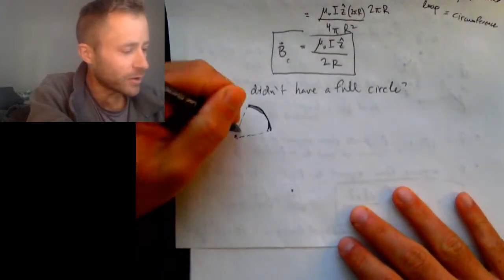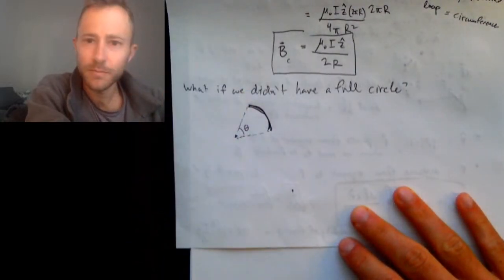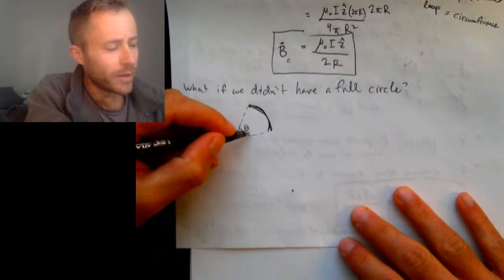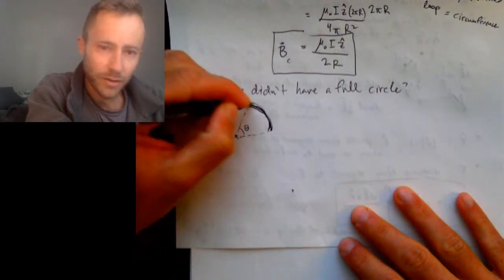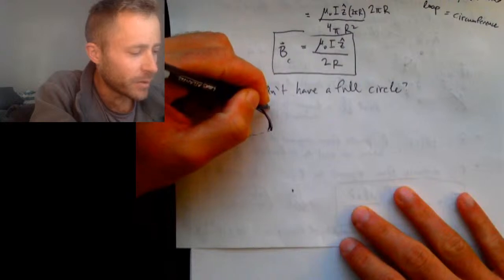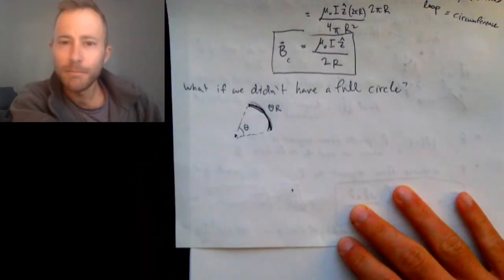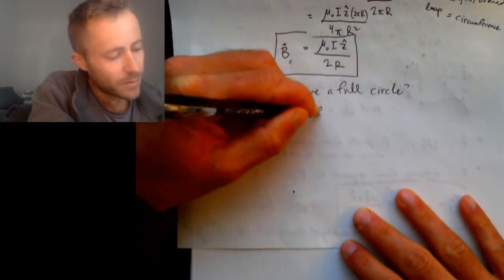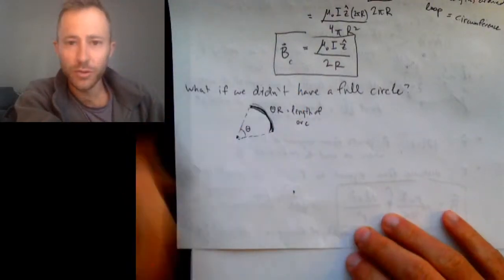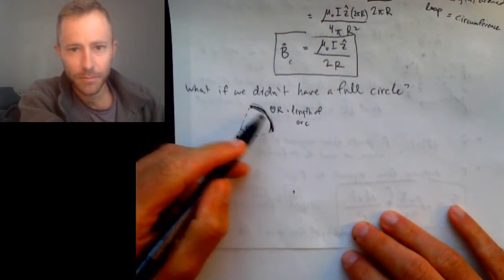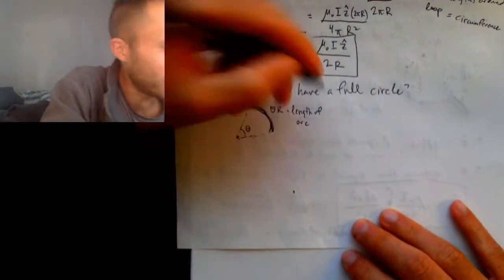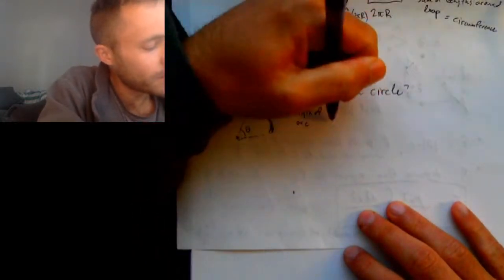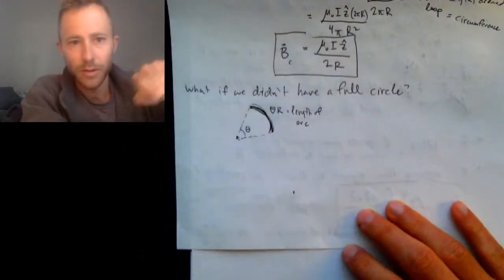So let's say that the arc is theta radians. Then the length of this part of the arc would be theta r. If you have a full circle, that's 2 pi radians, so you get 2 pi r. Everything else in the calculation is the same, except for the length of the arc. We don't go all the way around the circle.